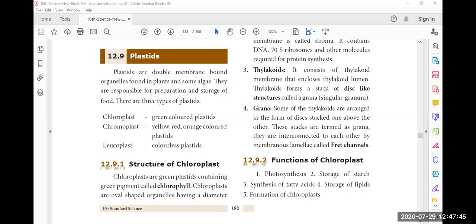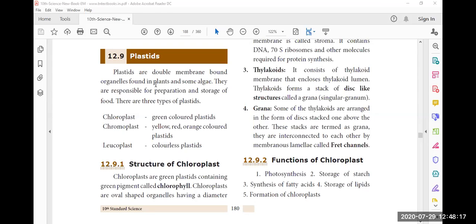Okay, listen. Plastids are double membrane bound organelles found in the plants and some algae. A plastid is a membrane bound organelle which is present in the plants and some kinds of algae. They are responsible for preparing food and storage of food. The main function of plastids is food preparation. There are three different types of plastids. They are chloroplast, chromoplast, leucoplast.